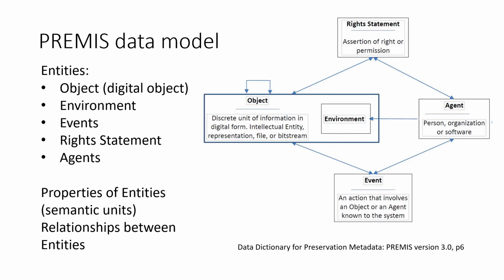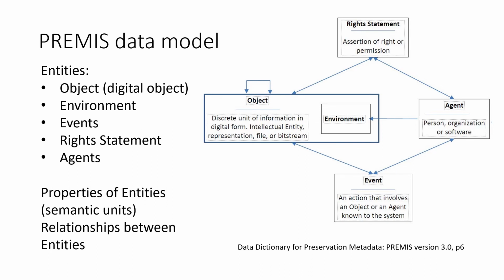Intellectual entity is a coherent set of content that is described as a unit. For example, a book, a map, a photograph, or a serial publication. An intellectual entity can include other intellectual entities. For example, a website can include a web page, and a web page can include a photograph. An intellectual entity may have one or more representations.